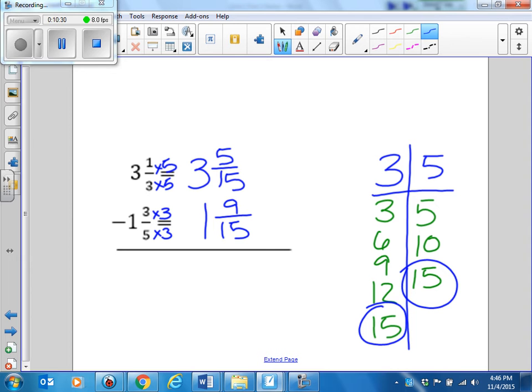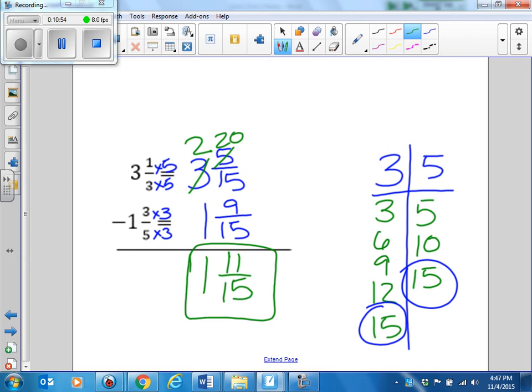Okay, so here I've written the fractions, and now I can look at it and I can say I cannot do 5 minus 9, so I need to borrow a whole. And in this case, my whole is 15 pieces. So 5 plus 15 is 20. 2 minus 1 is 1. 20 minus 9 is 11. And my denominator stays the same. So my answer is 1 and 11/15. Again, if you need to pause the video, go ahead and pause the video here.